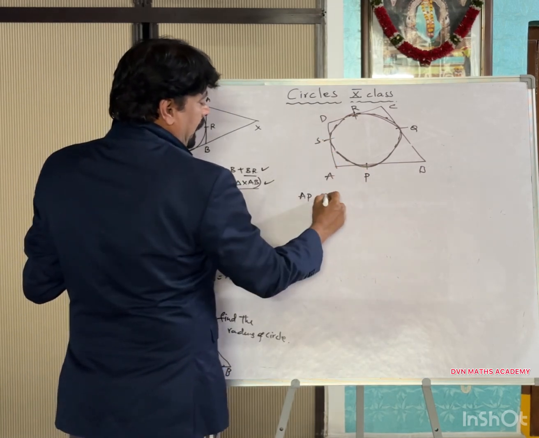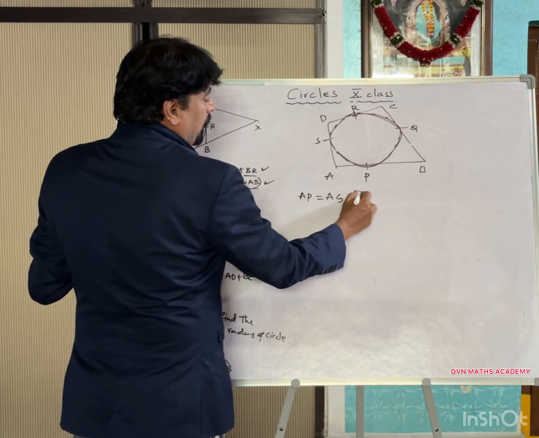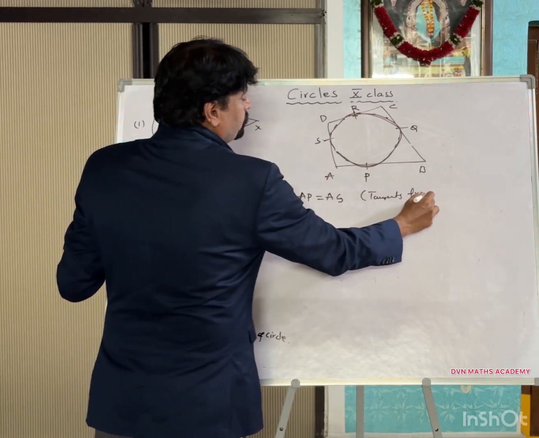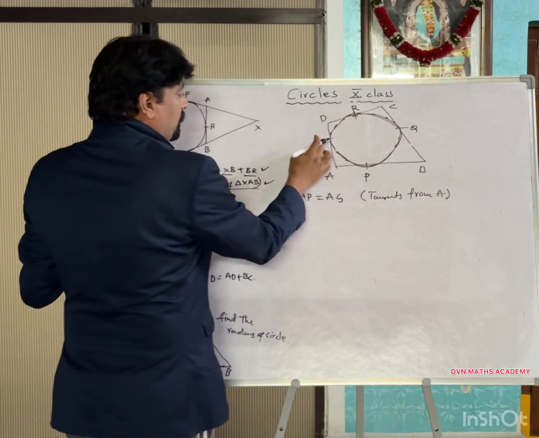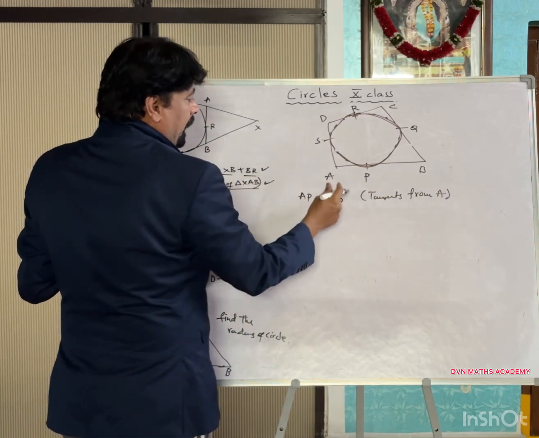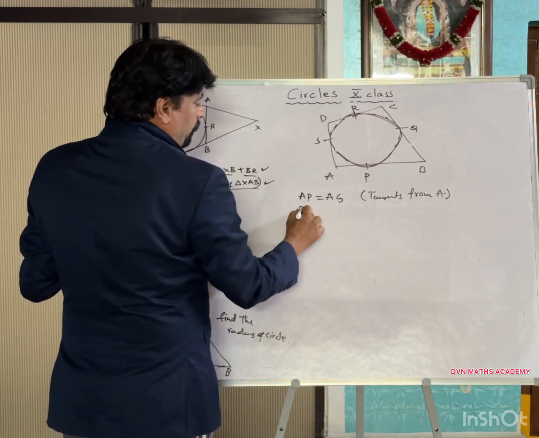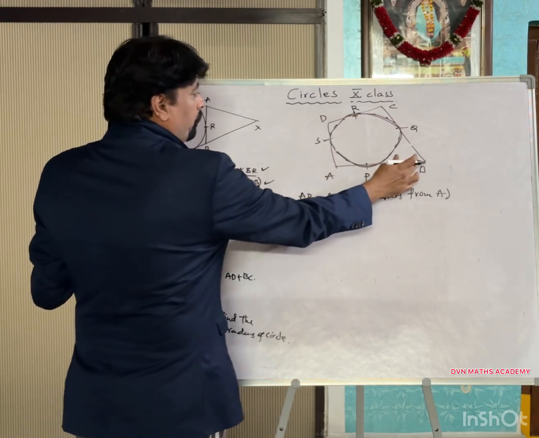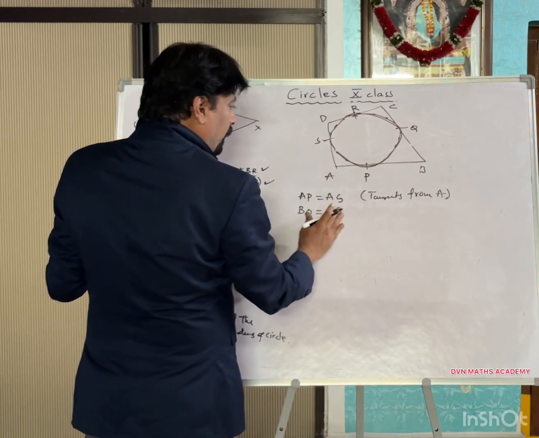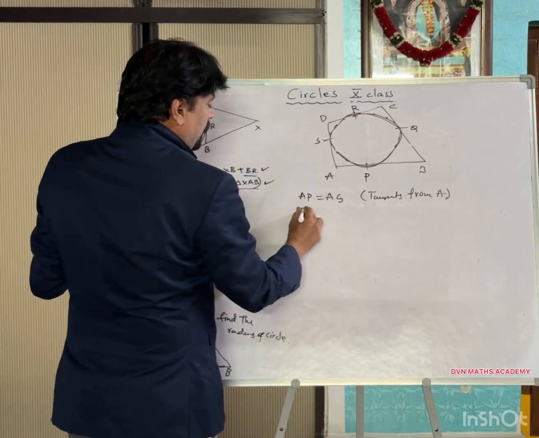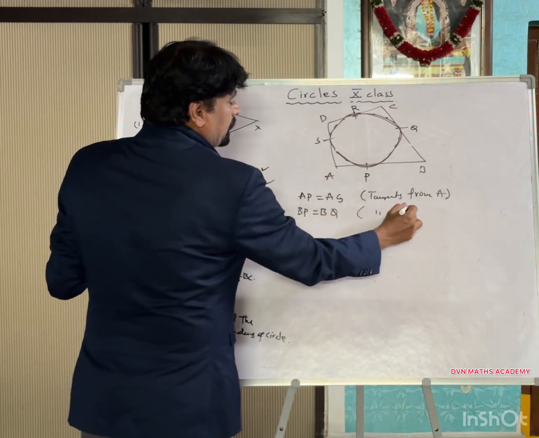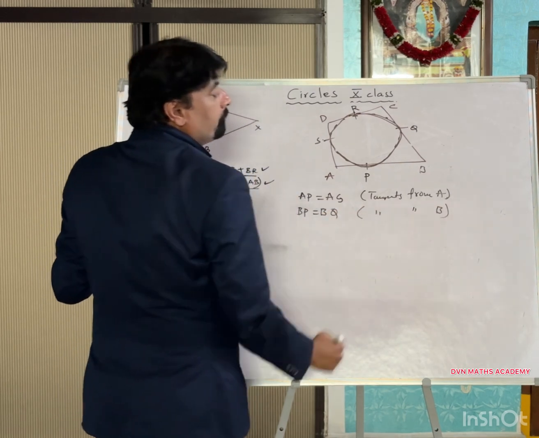AP is equal to AS, because tangents from A. The external point is A, therefore AP is equal to AS, and BQ is equal to BP. Otherwise you write BP is equal to BQ. This is tangents from B.